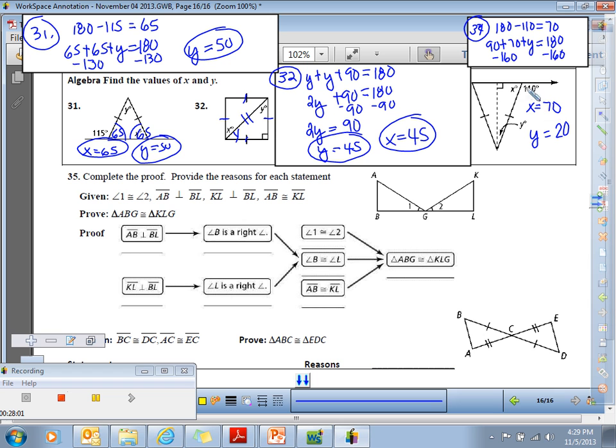Or you could say, okay, well, this is an isosceles triangle. You could say x is 70. That means this is 70. 70 plus 70 is 140. That means this whole angle would be 40. 70, 70, and 40 all equal 180. And you split that in half because it's a perpendicular bisector. So y would be half of that, which would be 20.